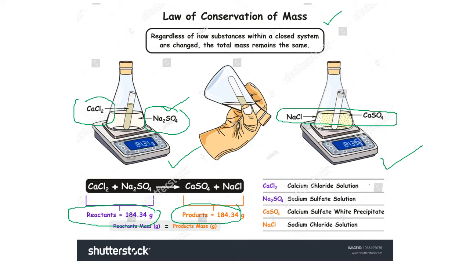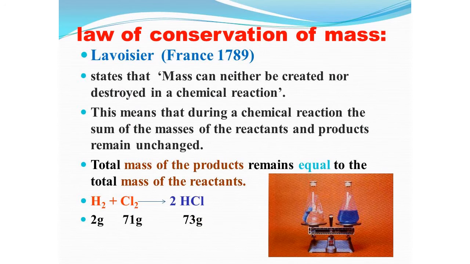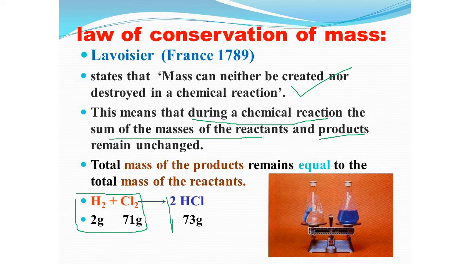So the reactants were calcium chloride solution and sodium sulfate solution, and the product formed was calcium sulfate as a white precipitate, and along with it sodium chloride solution was also found. Even though there was the formation of new products, the mass was the same in the reactants as well as the products. So you can also say that during a chemical reaction, the sum of the masses of the reactants is equal to the sum of the masses of the products.